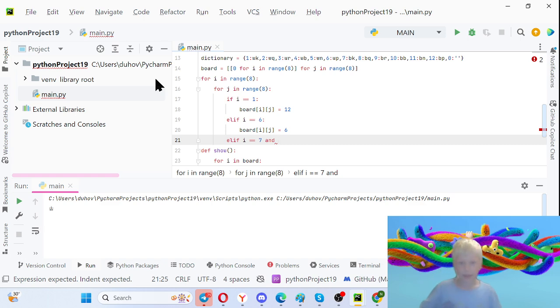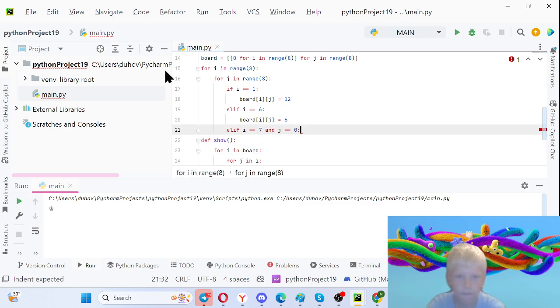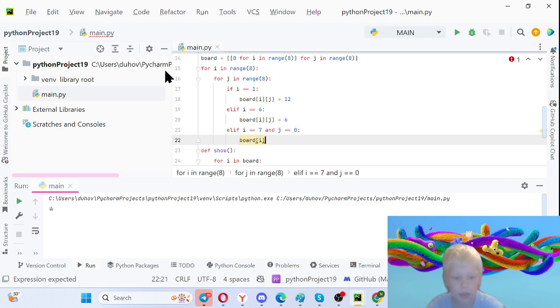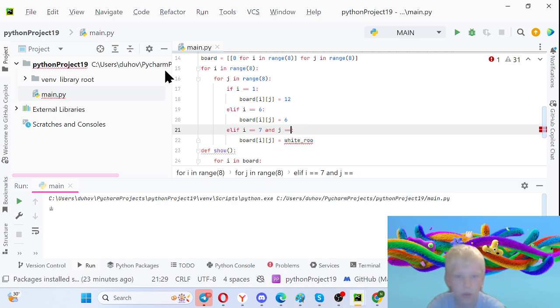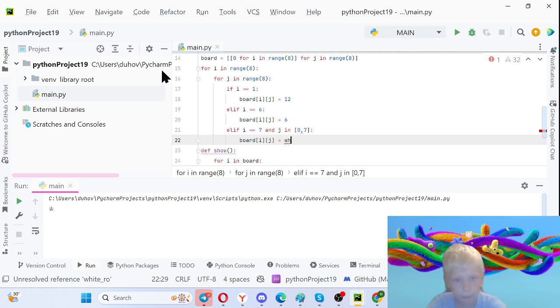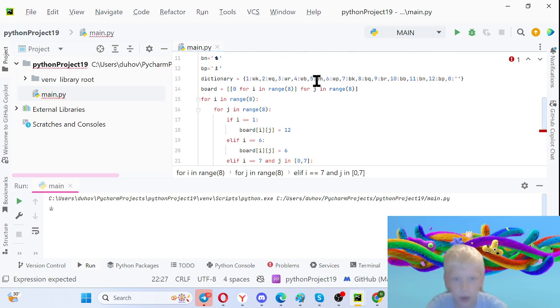and 1 second, j equals 0. That means that there is a white rook. Only not white rook.